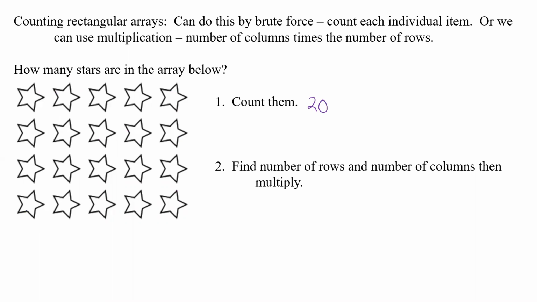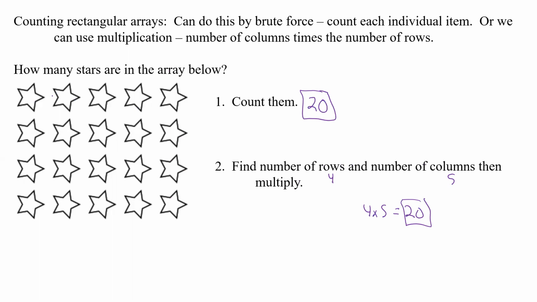But what happens if you have 20 rows and 20 columns or something like that? Then you're going to start being there all day. There's 400 of them there, and you're just going to count and count and count, and that's going to take you forever. Or we can find the number of rows and the number of columns and then multiply. So the number of rows, there's 1, 2, 3, 4. So there's 4 rows, and there's 1, 2, 3, 4, 5 columns. And then we just take 4 times 5, and we get 20. So we get 20 both ways.